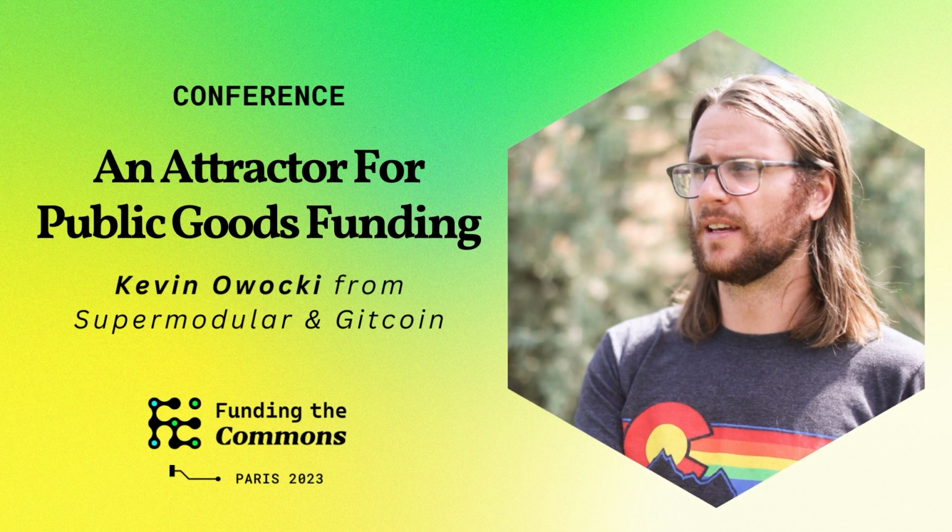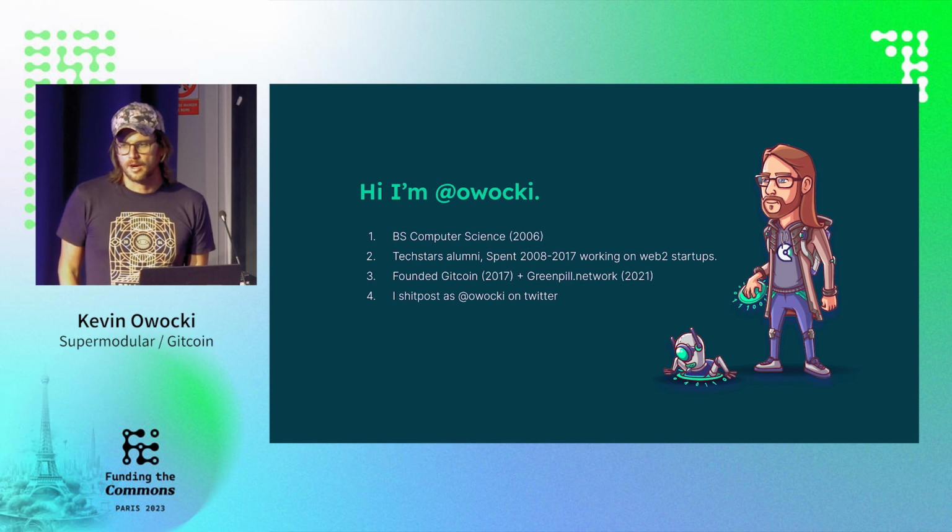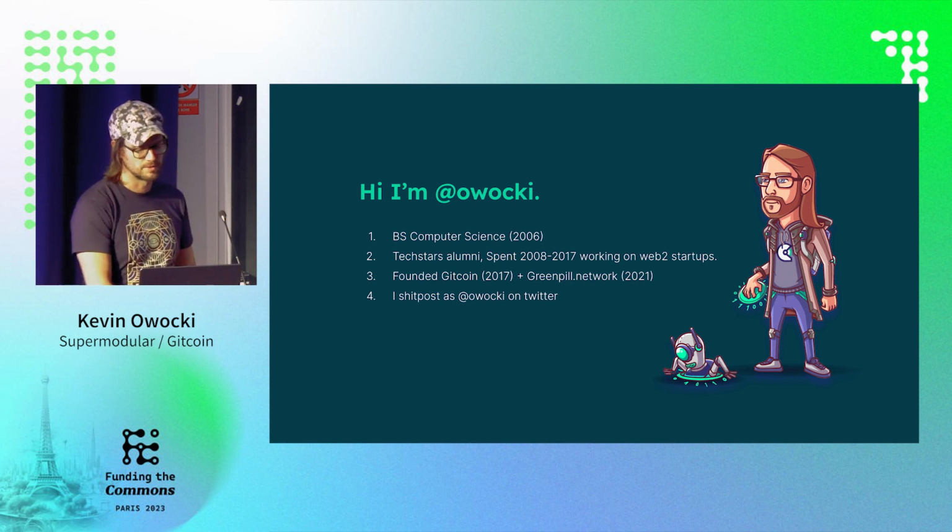My talk today is how to create an attractor for public goods funding. So this will be a vision talk about attractors, which are basically this idea that you can design psychological incentive mechanisms to shift the world's agents, which are humans and eventually AI, towards more public goods funding.